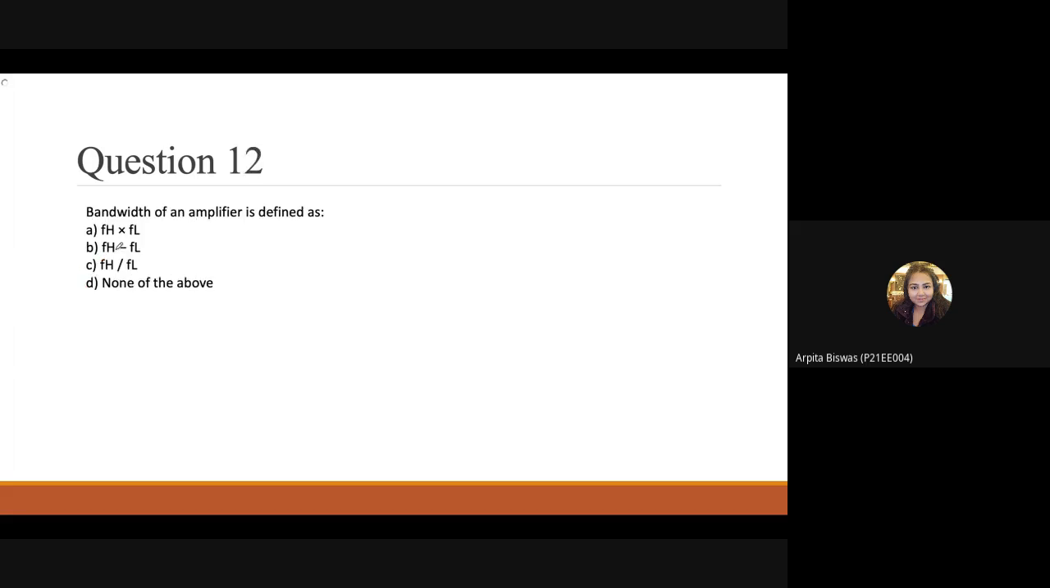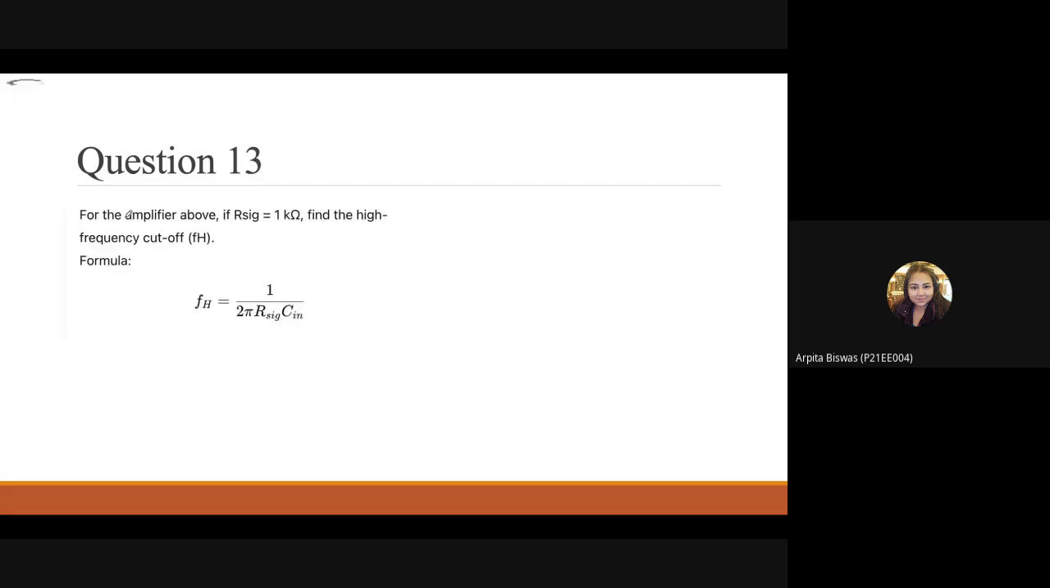This is question number 12. Bandwidth of an amplifier is defined as FH into FL, or FH minus FL, or FH by FL, or none of the above. How to calculate this bandwidth of an amplifier? Second option, ma'am, FH minus FL. Yes, FH minus FL, second option.